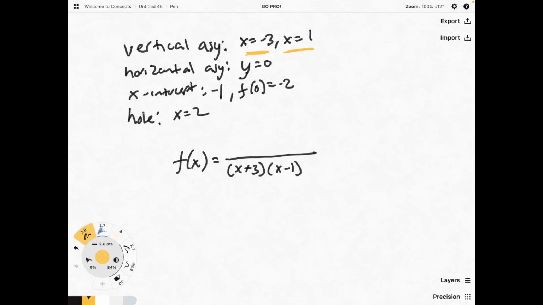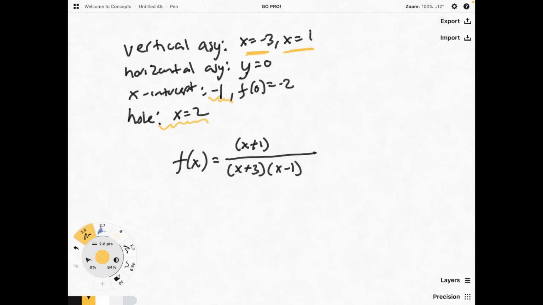Next, what we need is the x-intercept. Well, the x-intercept we know is in the numerator. So with the numerator, with the x-intercept, then we know that we have the x plus 1. Again, if we set that equal to 0, then we're going to get the x minus 1, which is what we're given right here. And we also know that there's a hole at x equals 2.